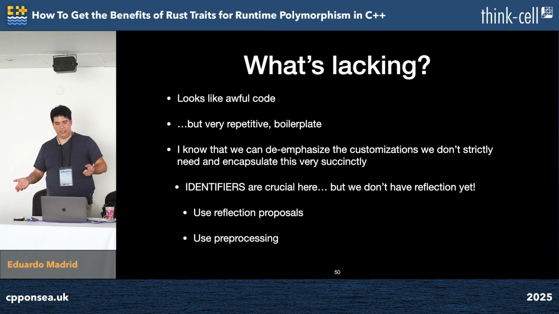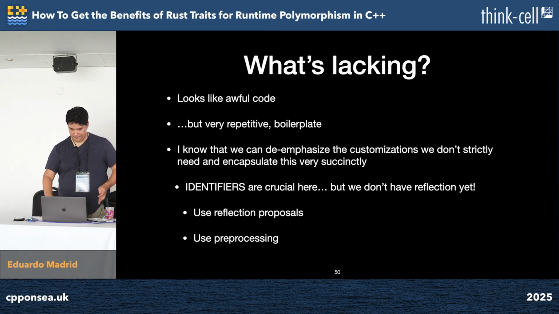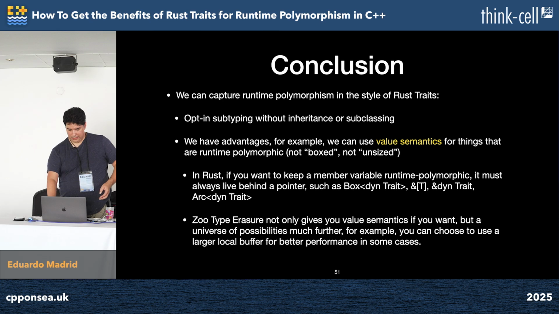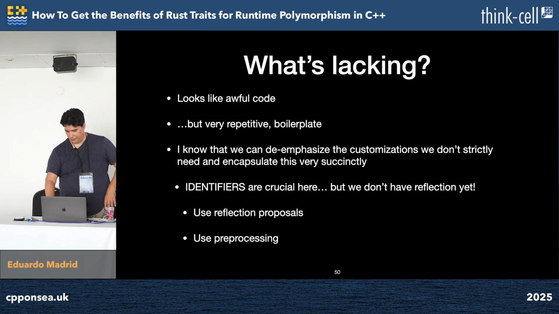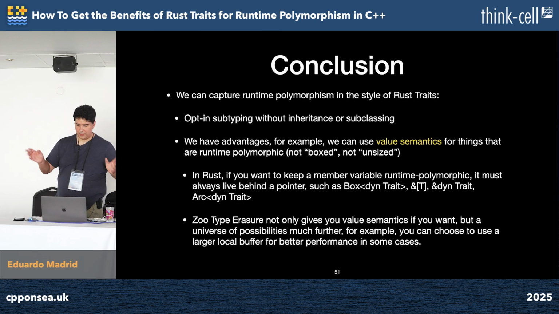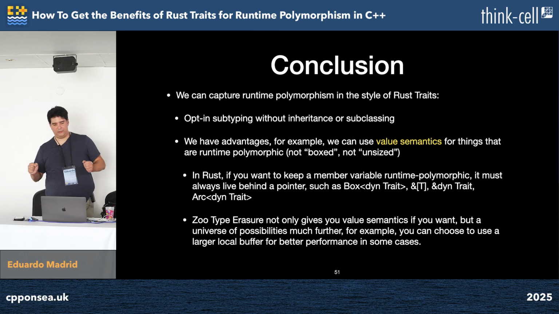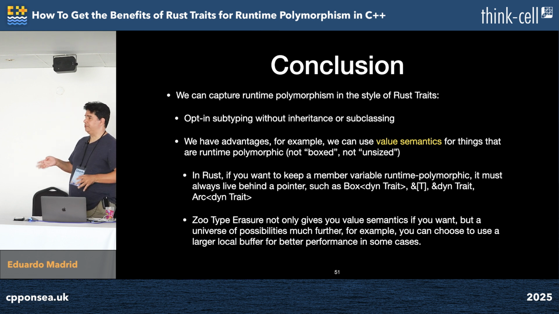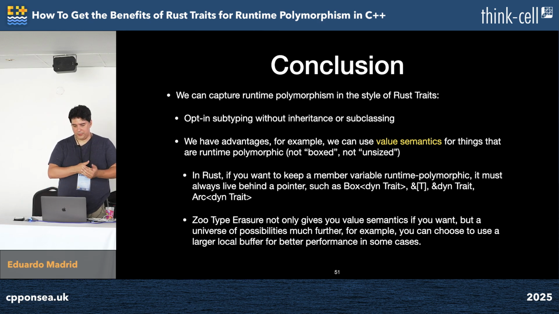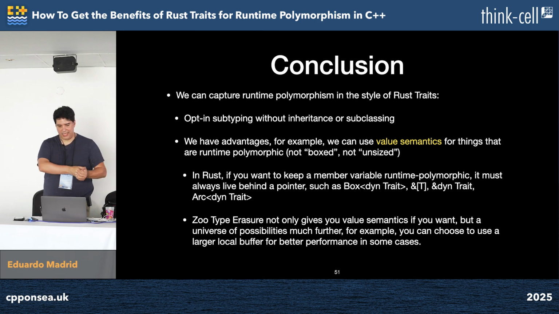And so, what's lacking? We need to solve the problem of the identifiers, right? So let's talk about a conclusion. We have arrived at the end of the presentation. So we can capture runtime polymorphism in the style of Rust traits. This is something that was illustrated with actually running code, which is opt-in subtyping without inheritance or subclassing.